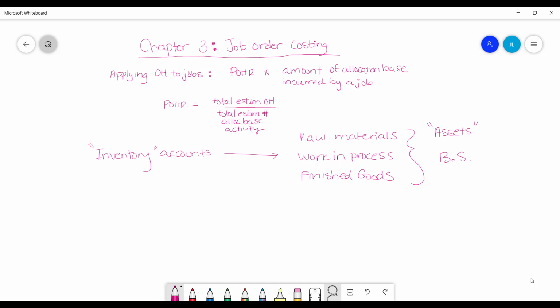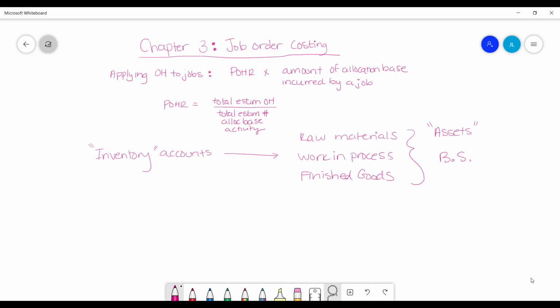And then finished goods, that is the cost of the completed units that just aren't sold yet. So if you look at the finished goods account, whatever balance that account has, that says, okay, that's the cost of all of my completed units thus far. And as soon as I sell some of those units, the cost of those units are going to move out of finished goods and into our cost of goods sold account.